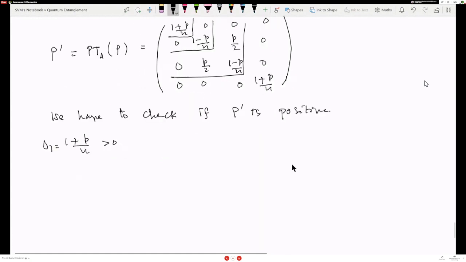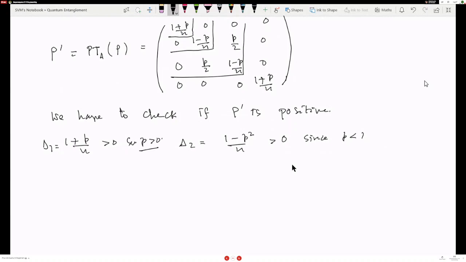Now let's look at delta 2. Delta 2 is (1 minus p square) by 4. Since p is less than 1, p square is less than 1, so this is also always positive. And this is positive since p is greater than 0. Okay, these things are done.